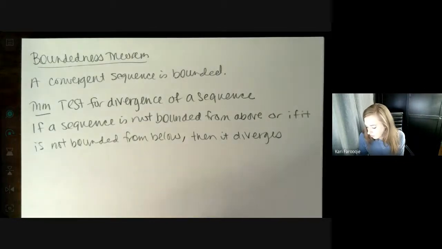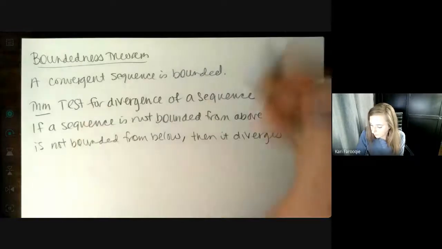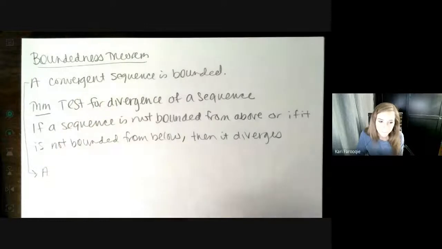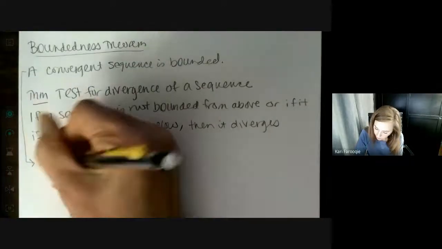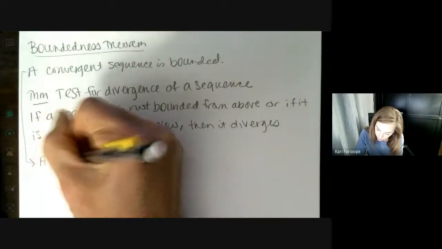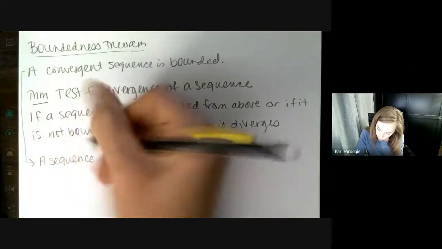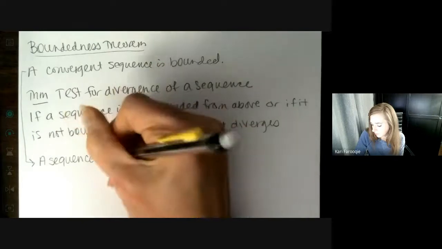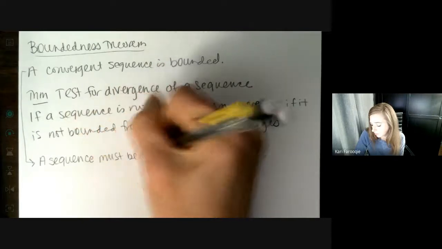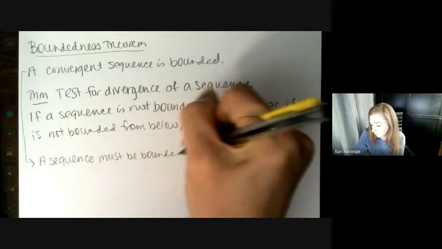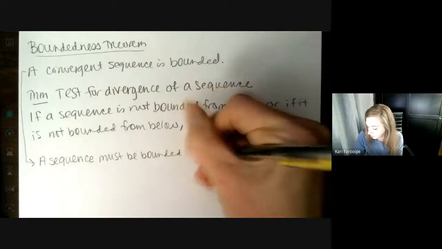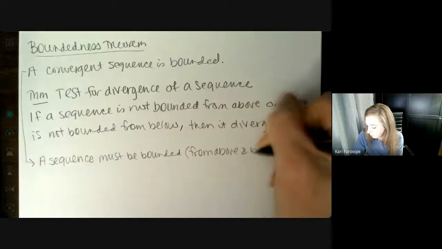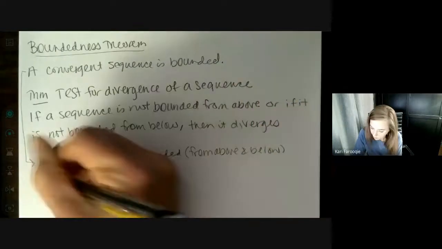All right, a convergent sequence is bounded. I don't know. That's fine. But basically, a sequence, I'm going to say this in my own words, must be bounded from above and below to converge.